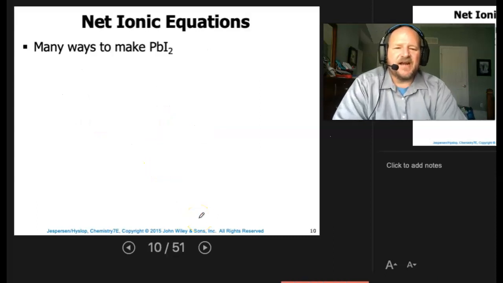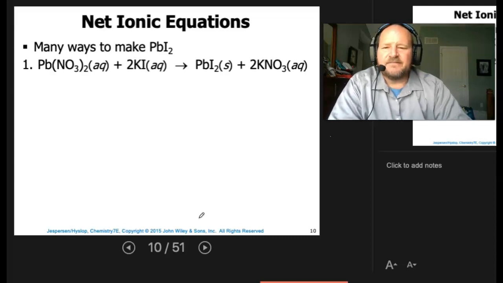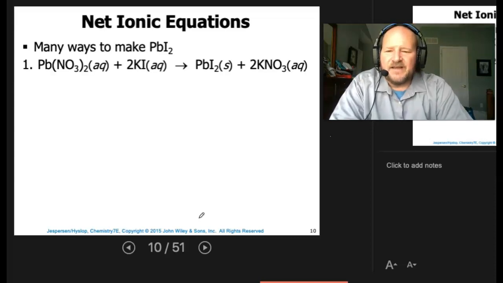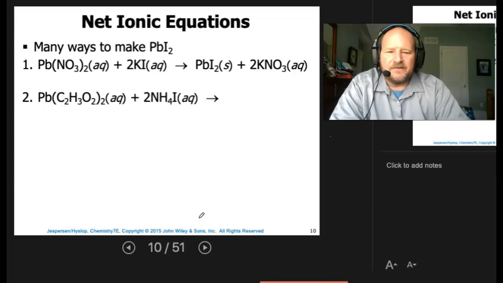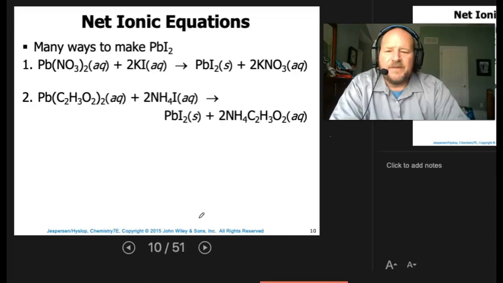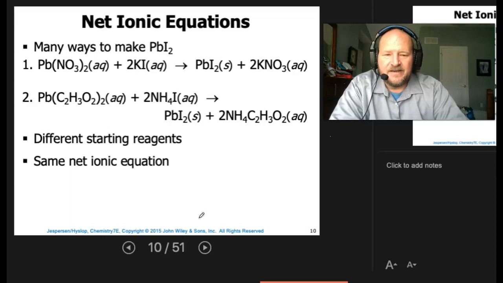All right, so back to those net ionic equations. Now there's many ways to make lead iodide. Okay, so if I start with this reaction, I have lead nitrate plus potassium iodide. That's the one we were just looking at. However, I could take lead acetate and mix it with ammonium iodide. Both of those are soluble, but when they mix together, they both will produce lead iodide. So we have different starting reagents. However, at the end of the day, they both have the same net ionic equation.